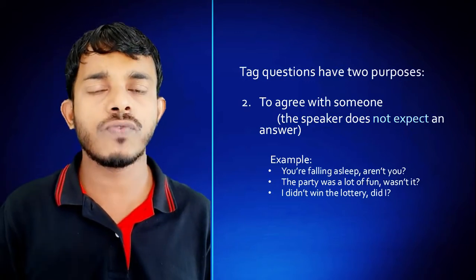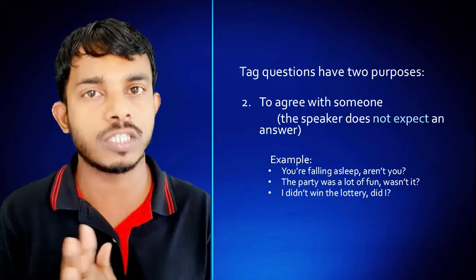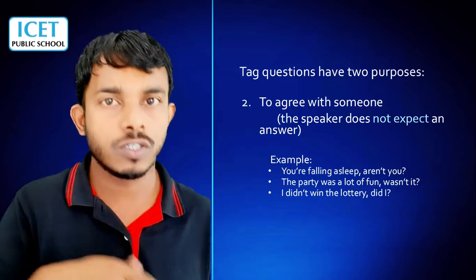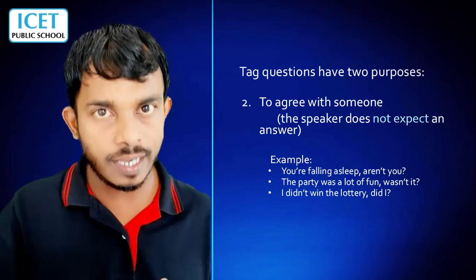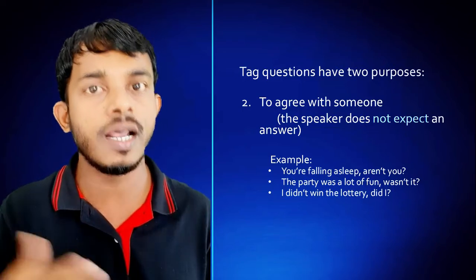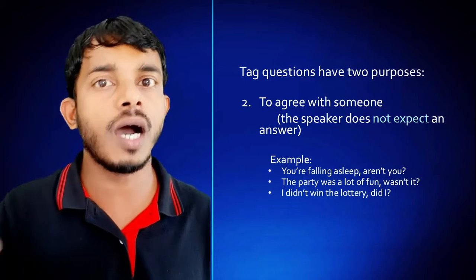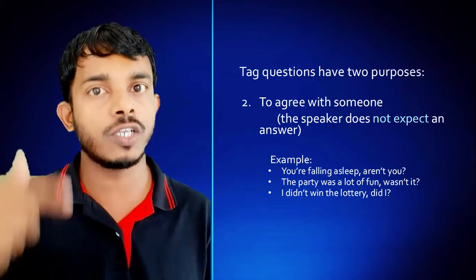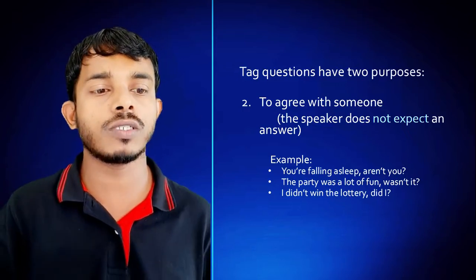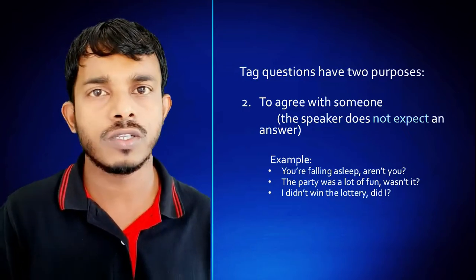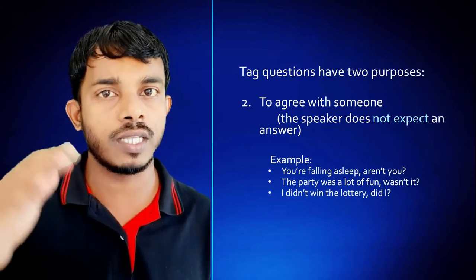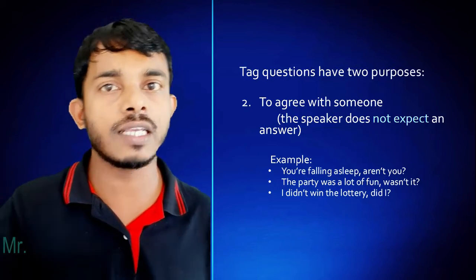For example, you are falling asleep, aren't you, in class time? Sometimes teachers may comment like this: you are falling asleep, aren't you? So that is sure that he is falling asleep. There is no doubt, so the speaker doesn't expect any answer from the listener, but just makes him aware that I know that you are falling asleep. That is why he is asking a question, aren't you? Then another one: the party was a lot of fun, wasn't it? While talking, he is just confirming his statement, that his comment is true, to agree with the other person.